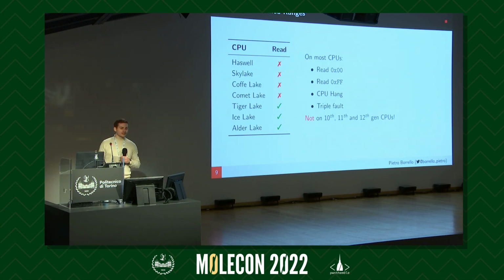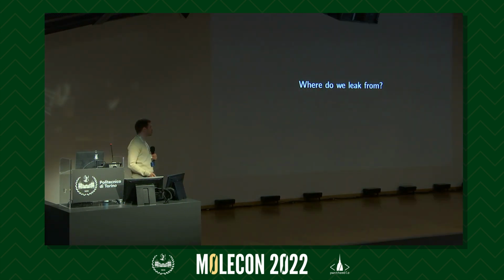We are literally reading undefined ranges in the APIC, and we are seeing data that shouldn't be there. And okay, on most CPUs, this is not doing much. You either read zeros or Fs, or even the CPU hangs, or even triple faults and resets itself. But on some of the newer CPUs, you see data and you leak stuff. So we should try to understand, okay, but what is happening? What data are we seeing now? Where are we leaking from?